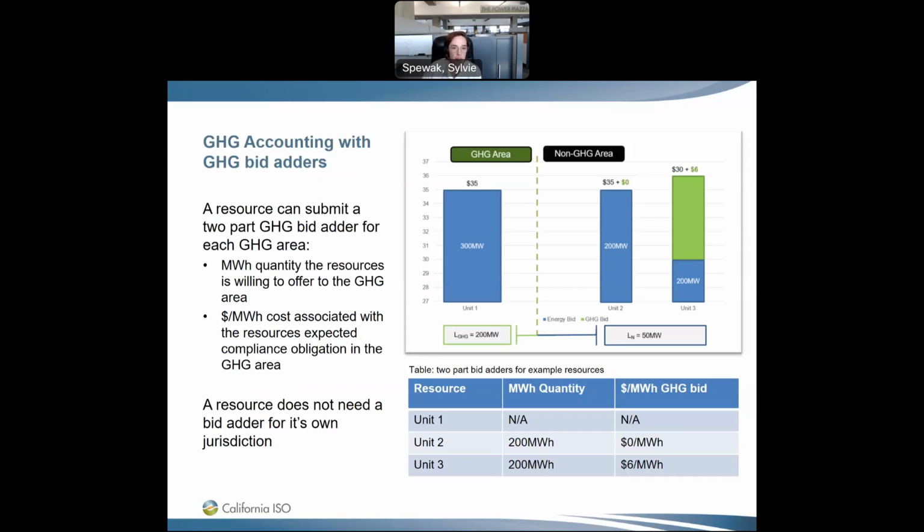I've summarized all of this in the chart at the bottom. Unit 1 is already regulated, does not get attributed, and therefore does not submit a GHG bid adder. Units 2 and 3 in this example submit bid adders that tell the market that they're willing to offer their full capacity to the GHG regulated area. The GHG bid on Unit 2 is 0, so the GHG area views the bid price of this resource as $35 per megawatt hour. The bid adder on Unit 3 is 6, so the GHG area views this resource as a $36 per megawatt hour resource.